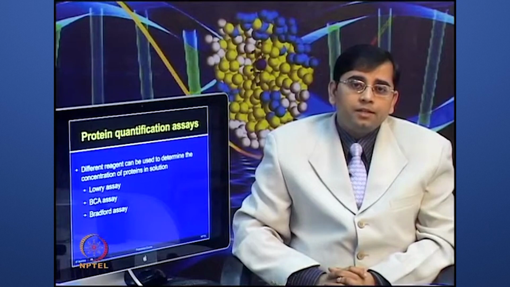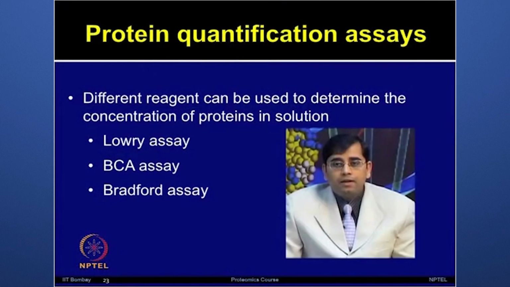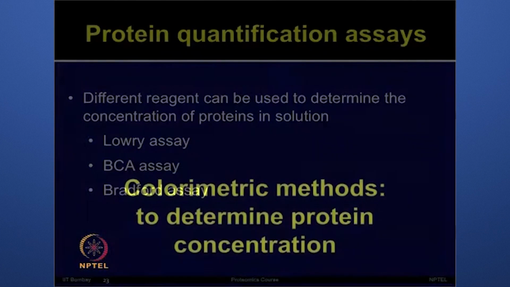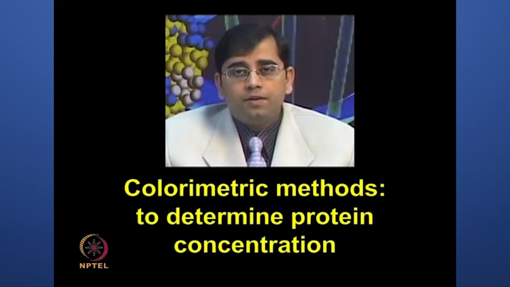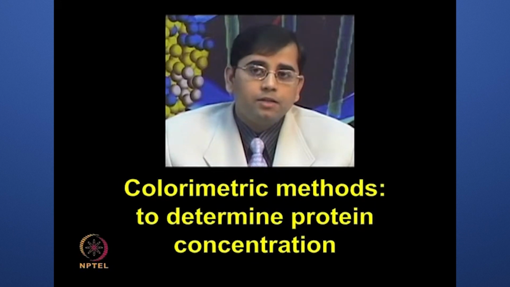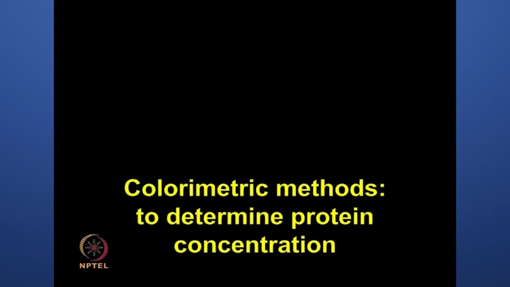To overcome these limitations, different reagents and different quantification assays have emerged, and these reagents can be used to determine the concentration of proteins in a given solution. These methods include Lowry assay, BCA assay and Bradford assay. There are several other assays as well, but we will talk about these three more commonly used methods. So, let us talk about different types of colorimetric methods to determine the protein concentration.